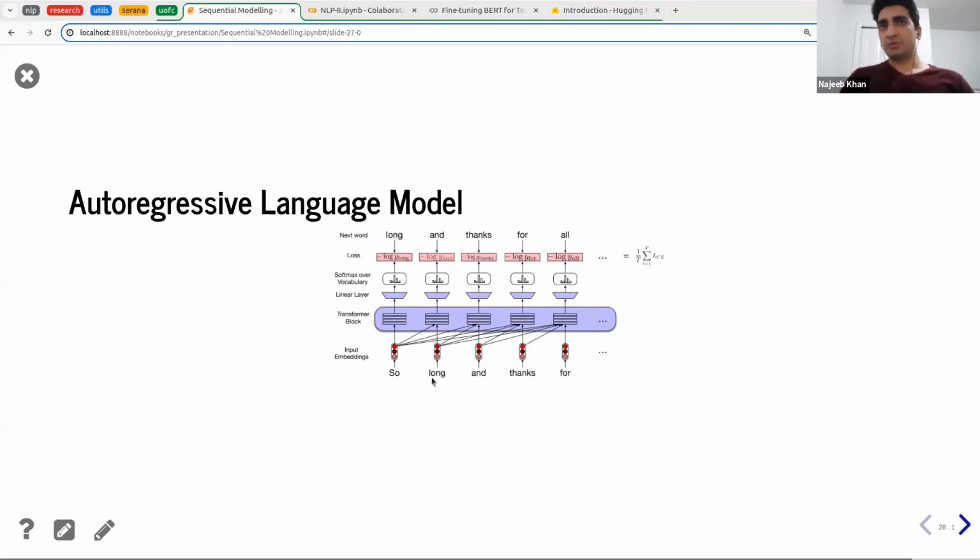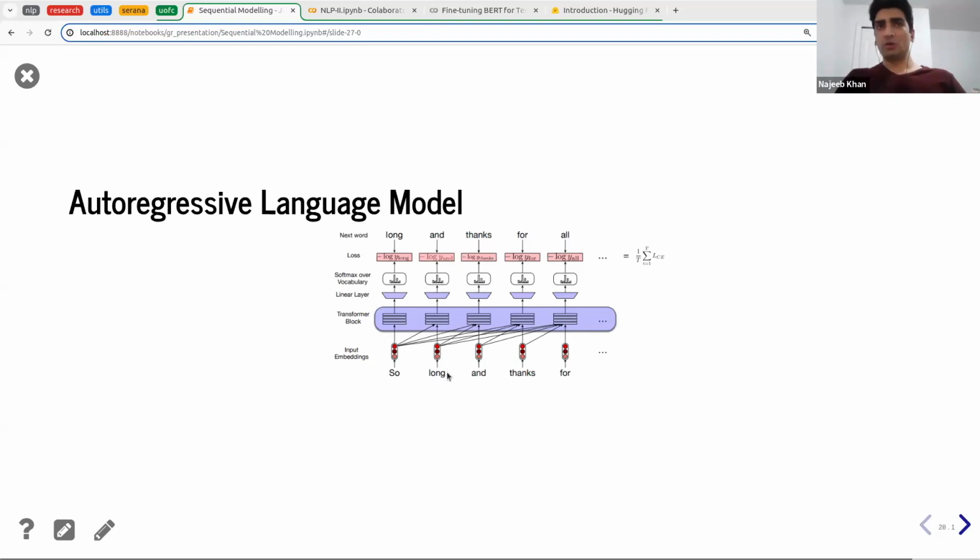Similarly, at the next time step, we are inputting long and letting the transformer model attend to the previous word and the current word or token, and we are expecting it to produce AND. Whatever the model produces, we are taking the cross entropy between AND and the model output, and so on. So that's the autoregressive language modeling.